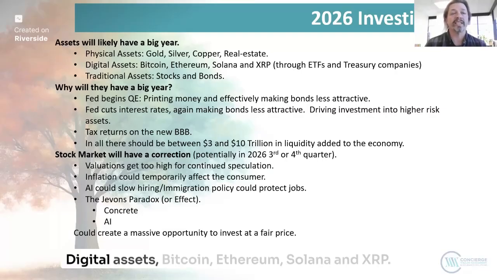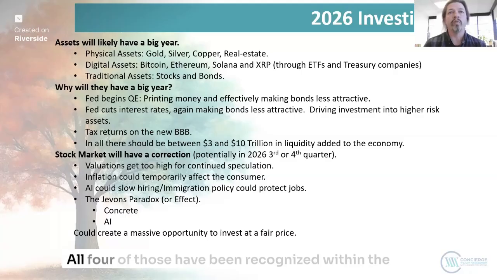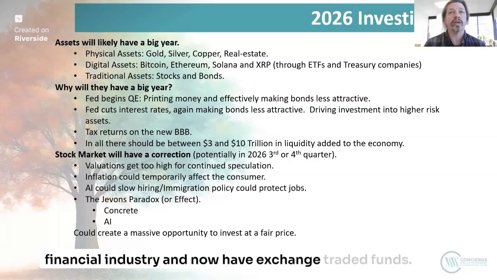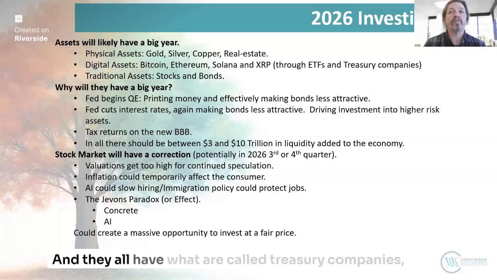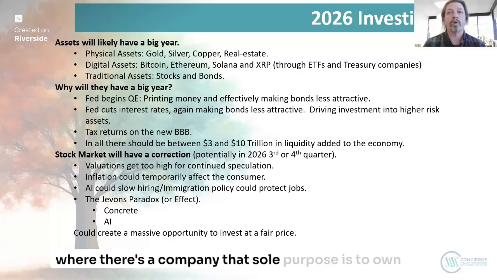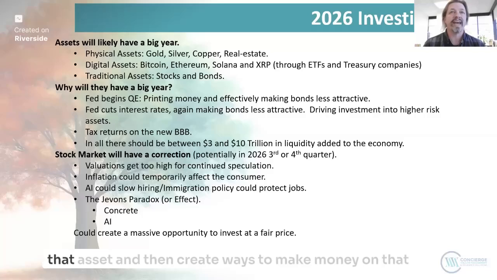Digital assets: Bitcoin, Ethereum, Solana, and XRP. All four of those have been recognized within the financial industry and now have exchange traded funds. And they all have what are called treasury companies, where there's a company whose sole purpose is to own that asset and then create ways to make money on that asset.